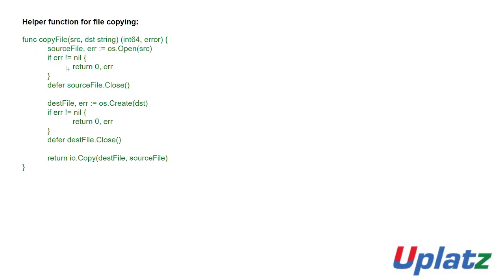Then if error not equal to nil, then return zero, error. Then this source file close. Then this also close. Then if this is error nil, return zero comma error. Then defer dist file close, return io copy dist file source file, and here the return, the error will be nil.